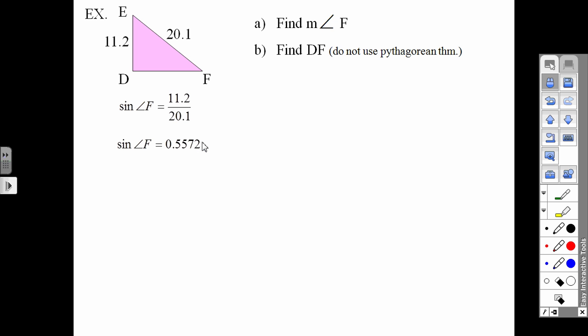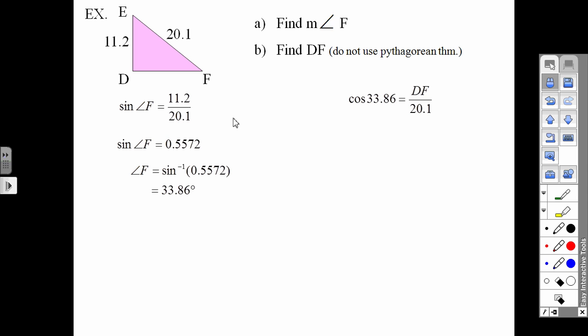And then the next thing we're going to do is the inverse since we're trying to solve for the angle. So angle F is going to be sine inverse of this whole decimal. And hopefully you can plug that into your calculator and check it out. So we get 33.86 degrees. Now it didn't tell us how to round, but you would definitely want to make sure you see how you're supposed to round for each problem. Okay, so now that we know that this is 33.86, we can use that in order to figure out DF.